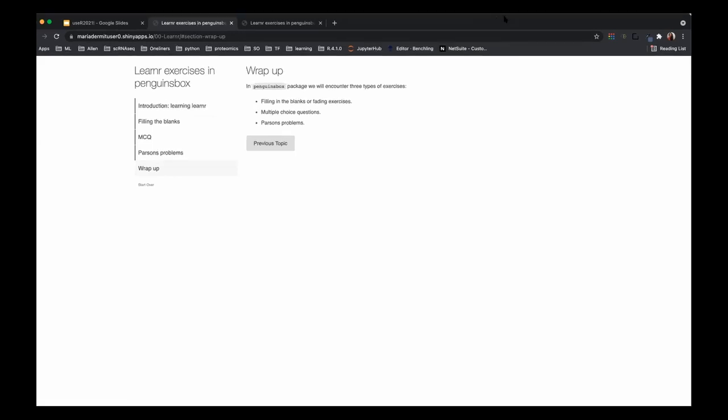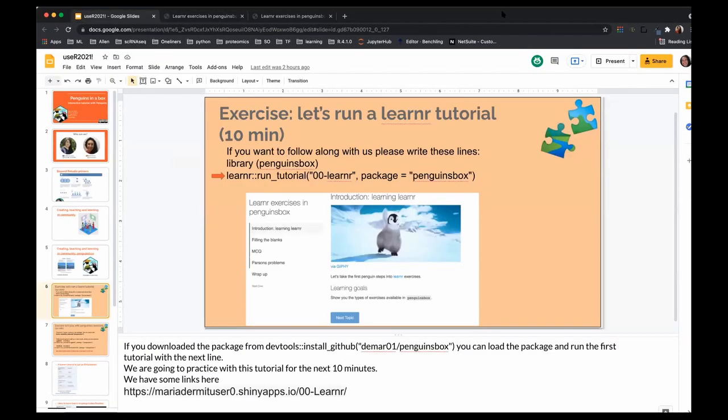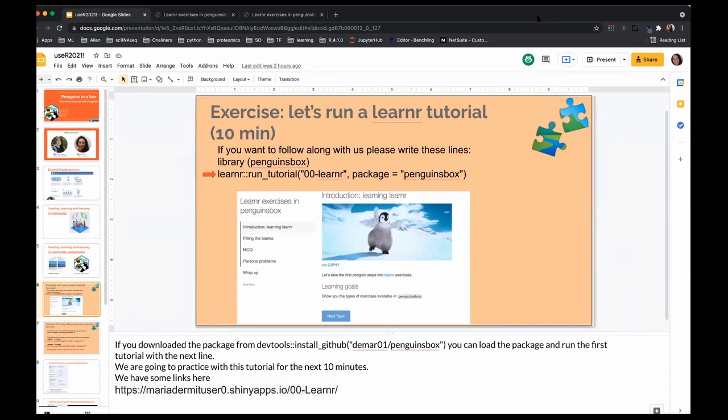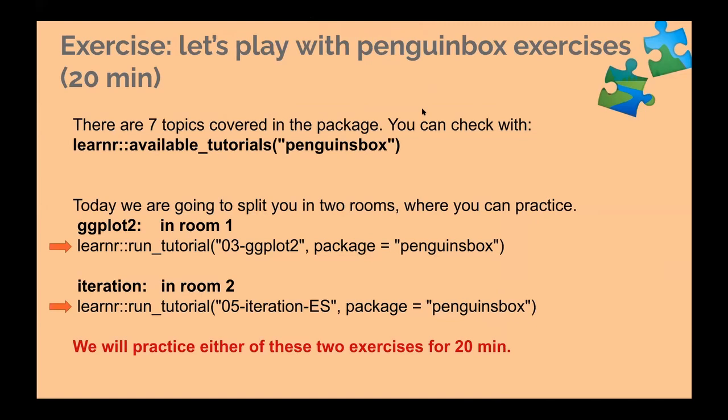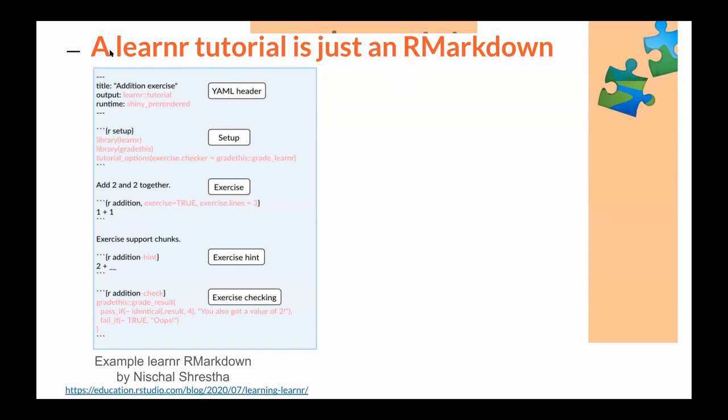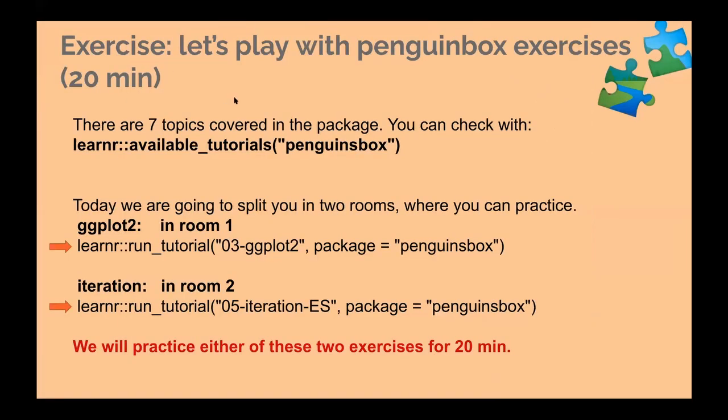So I can come back to the presentation, but now should be fine. You should be able to see it, but please let me know otherwise. This was just to show you what type of exercises we have in the Penguins package. We have covered multiple topics of the R for Data Science book. And if you have the packages downloaded with you, you can type this line, and it will show what type of exercises are available in our package.